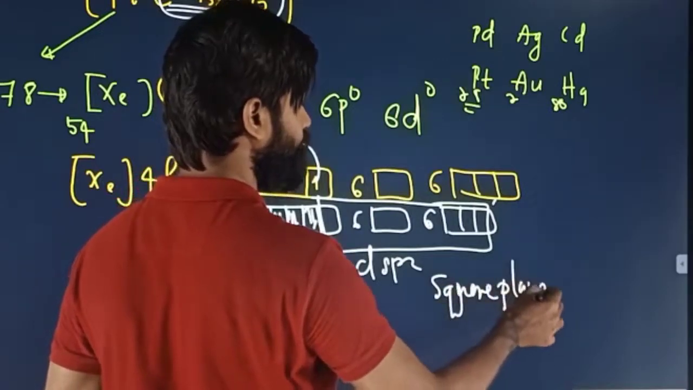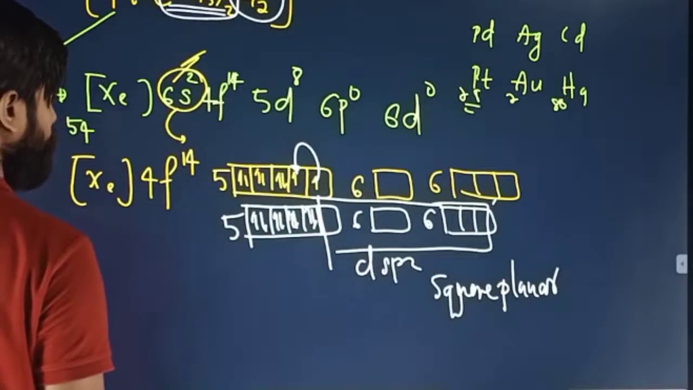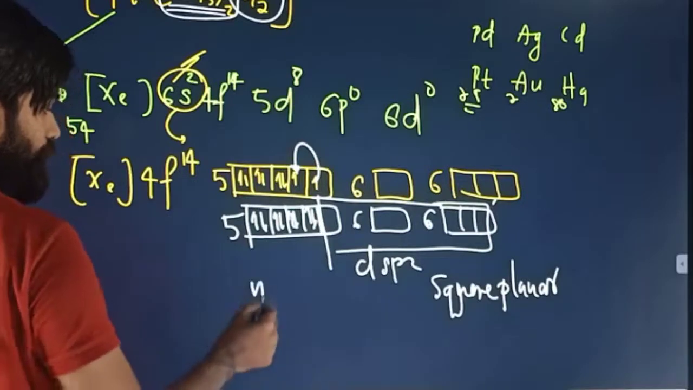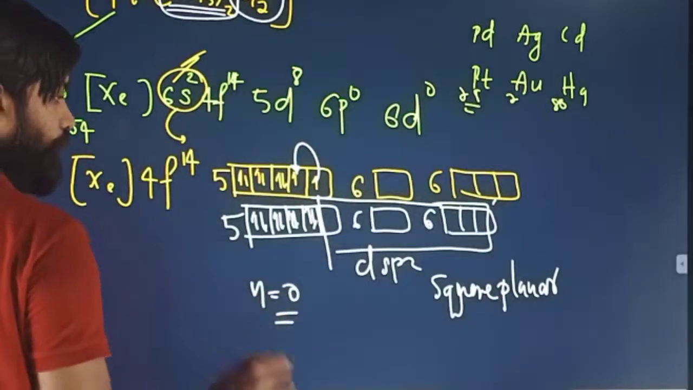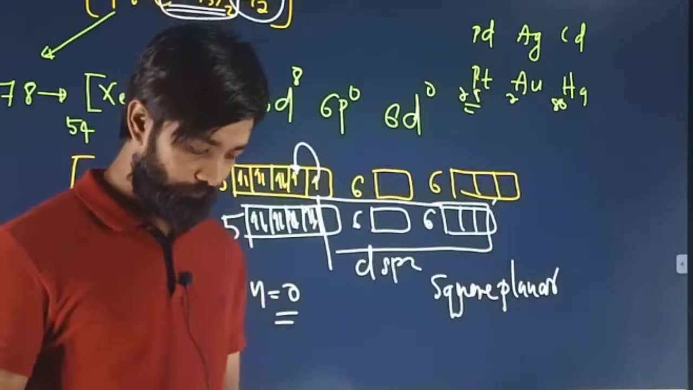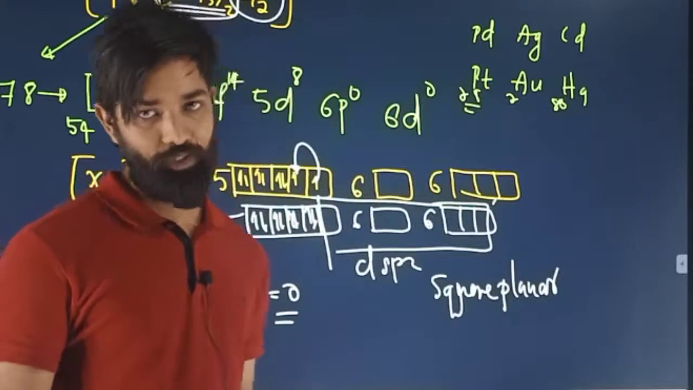Square planar geometry, where n is 0. Fine, that's all. The number of unpaired electrons is 0, so it is diamagnetic. Okay, fine. Now we can discuss more examples in the next part.